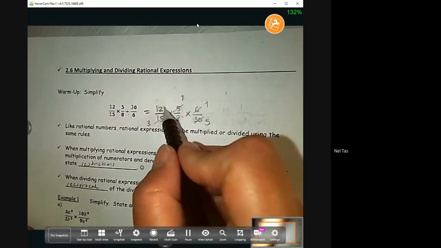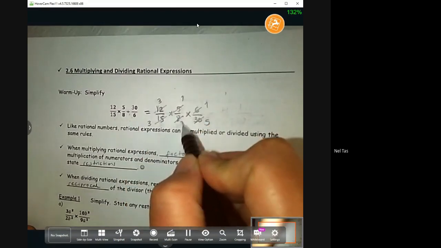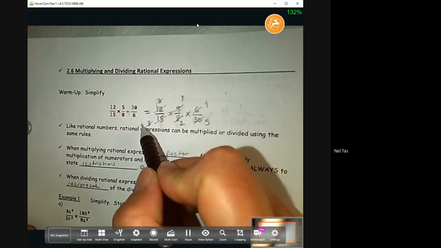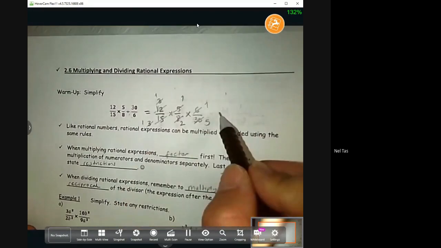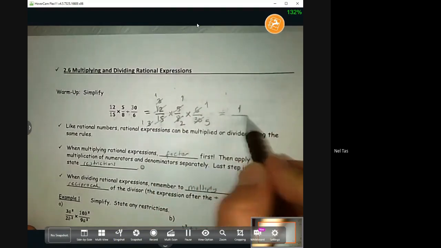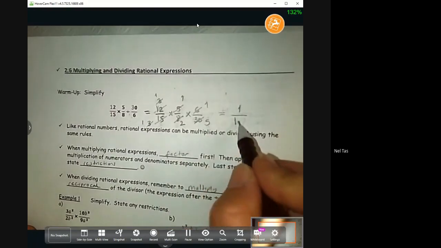Okay, so 12 and 8, both of them are divisible by 4. You get 3 and 2. And now you have 3 and 3. Divide both of them by 3, you get 1 and 1. So we have in the numerator now 1 times 1 times 1, which is 1. And in the denominator, 1 times 2 times 5 is 10.